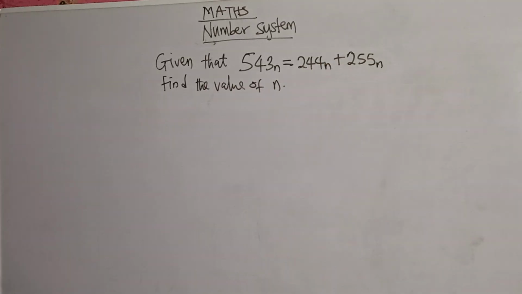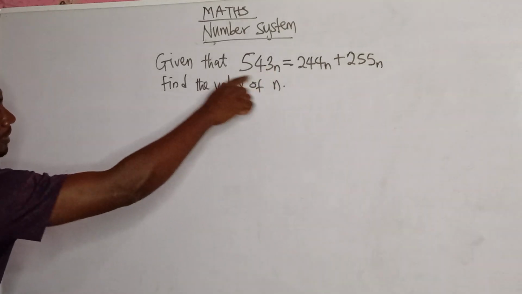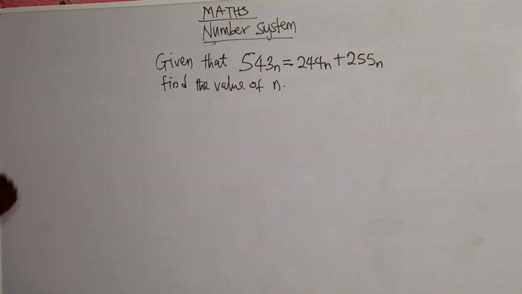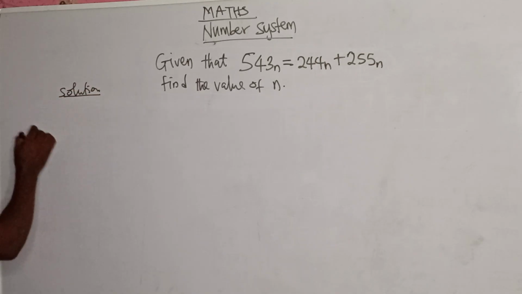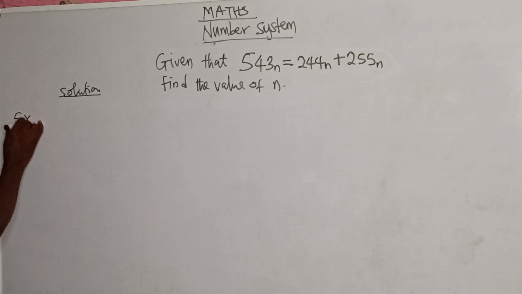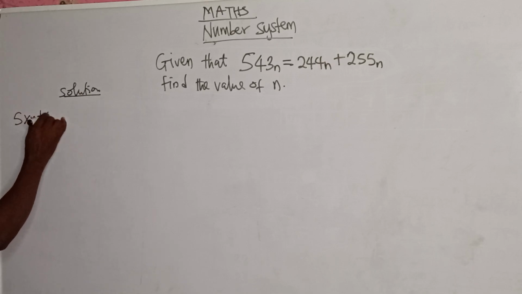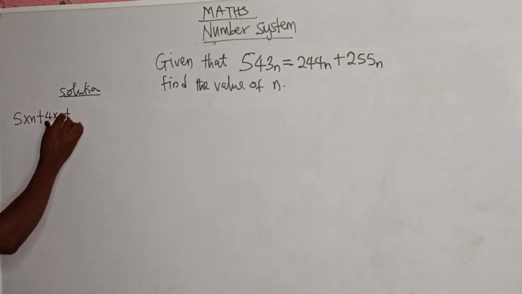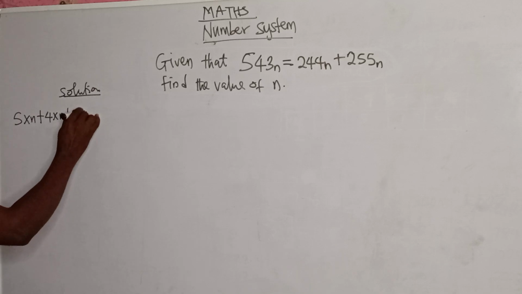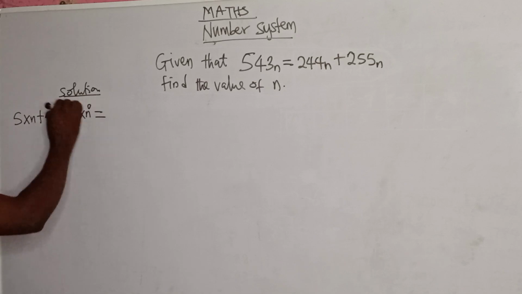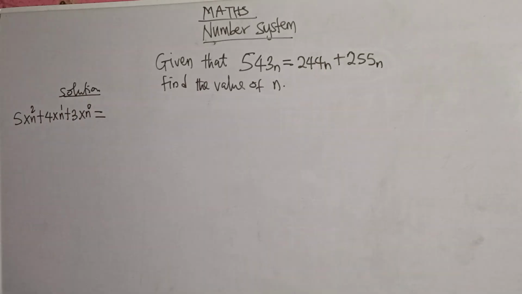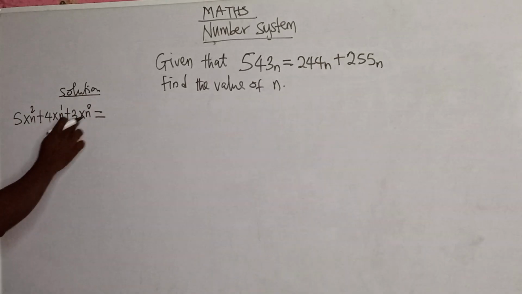This is how to convert to base 10, using the base to multiply each of the numbers. So the first one, we just write solution. We have 5 times n plus 4 times n plus 3 times n. We are done with the first one. You place your powers 0, 1, 2. When you are placing your powers, you place them on the bases.